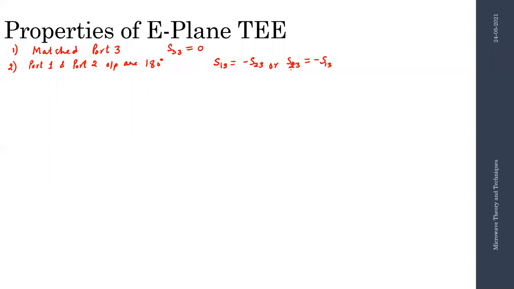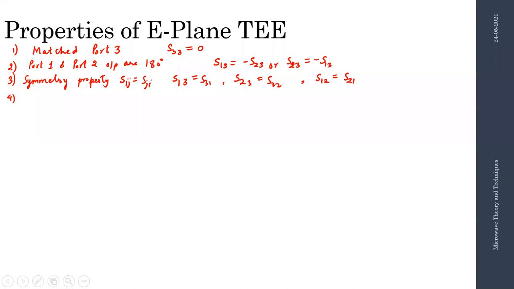Whenever you write S23, if you are taking a positive sign, you will give a negative sign to S13. Or if you are taking a positive sign for S13, then you will take a negative sign for S23. Third property: if it is a symmetric port, the symmetry property applies. What is the symmetry property? Sij is equal to Sji. On that basis, I can write S13 equal to S31, S23 equal to S32, and what is left? S12 equal to S21. So this is the symmetry property I am writing here.